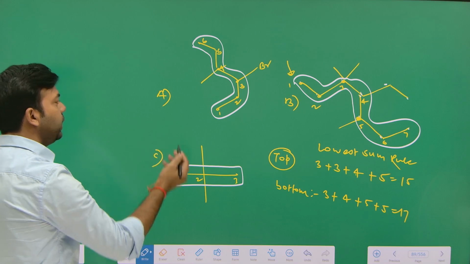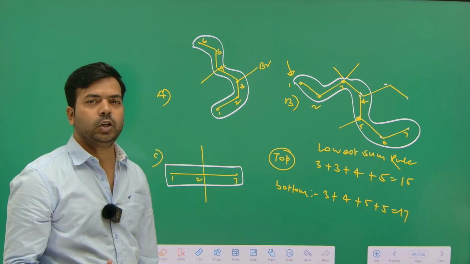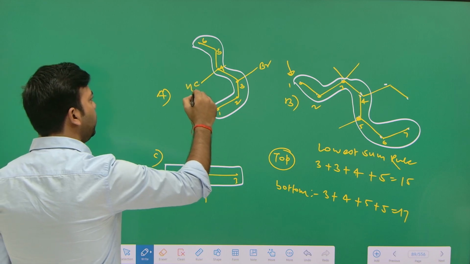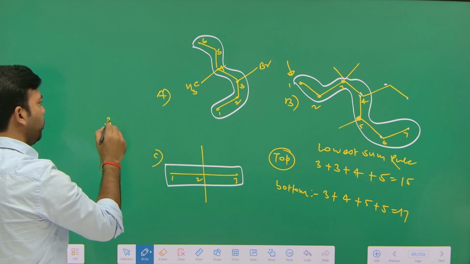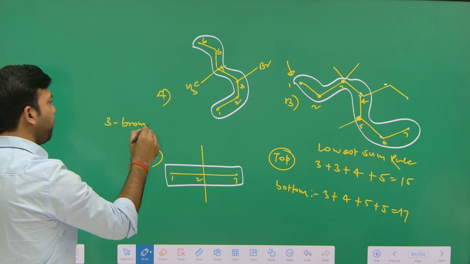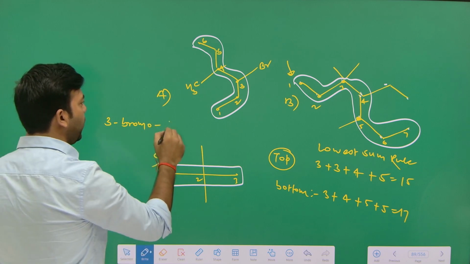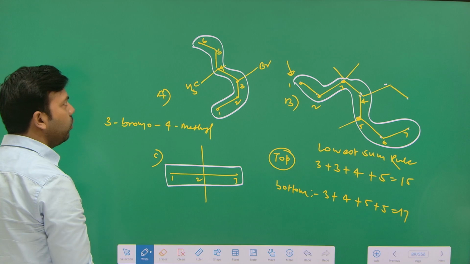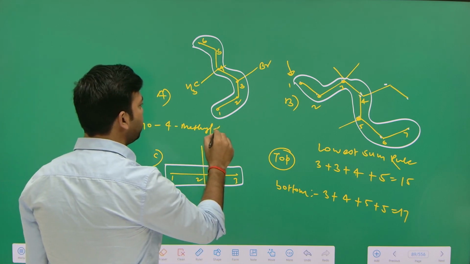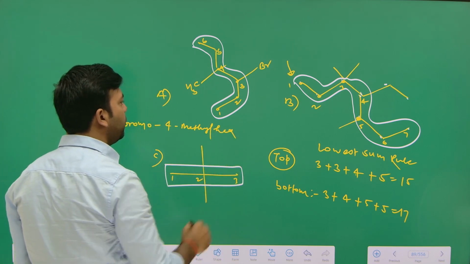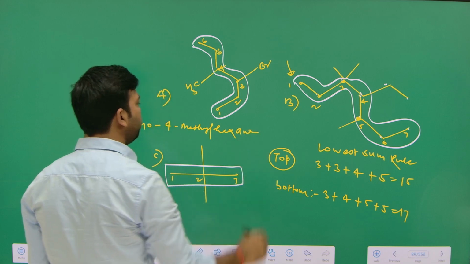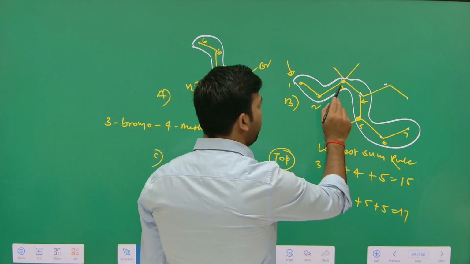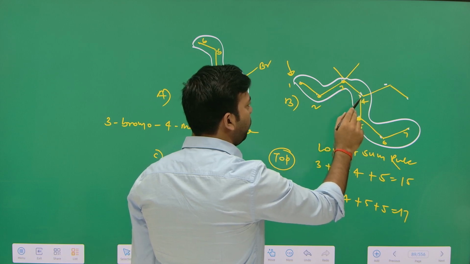So I said that you should always write the names of substituents in alphabetical order. So we have methyl and bromine, so B comes first, so we can say 3-bromo, 4-methyl. The word root is what? Hex, so hex, and ane, hexane. Clear?